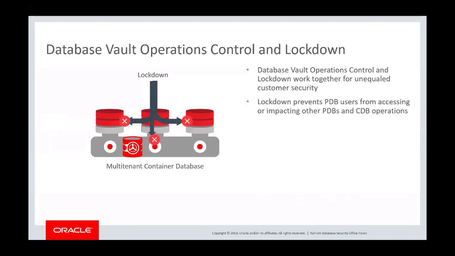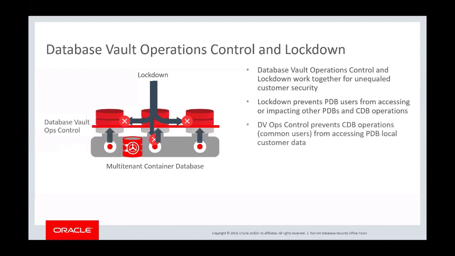So lockdown prevents a PDB user from impacting the database infrastructure operations, your cloud operations, or your IT infrastructure DBAs. It also prevents you from impacting other PDBs that could belong to other business users or other customers. Whereas Database Vault prevents the database infrastructure or the cloud operations people from being able to see customer data. So it's a very good complementary technology to improve security in multi-tenant infrastructure.